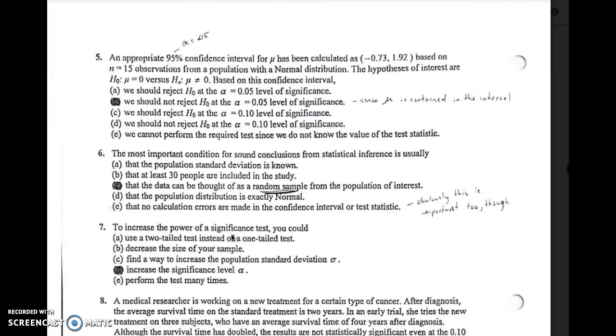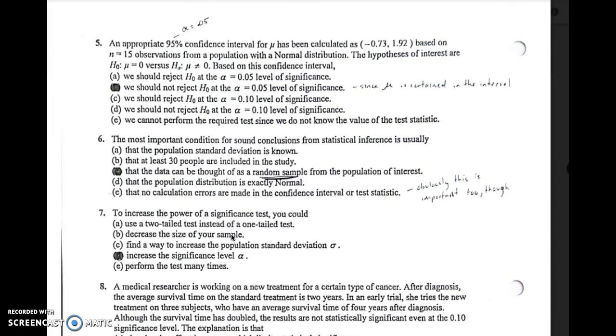For question 5, it says an appropriate 95% confidence interval for mu has been calculated as negative 0.73 to 1.92 based on n equals 15 observations from a population with a normal distribution. The hypotheses of interest are the null being mu equals 0 versus the alternative being mu not equal to 0. Based on this confidence interval, if we have a 95% confidence interval, that means our alpha level is 0.05 because it's just 1 minus the confidence level.